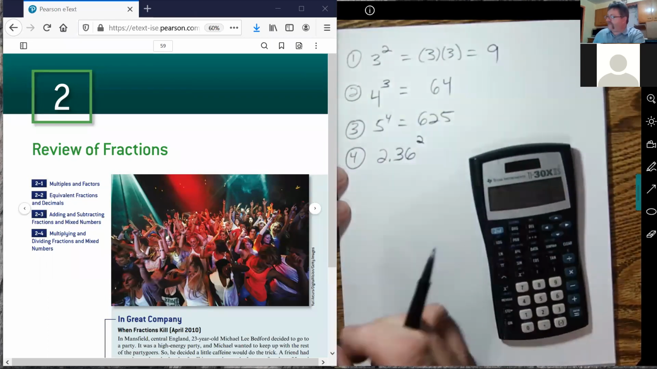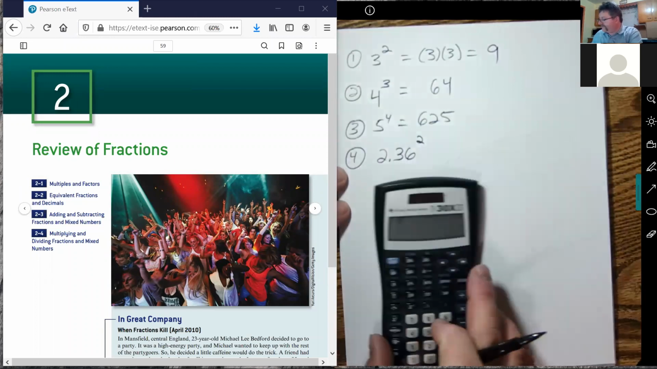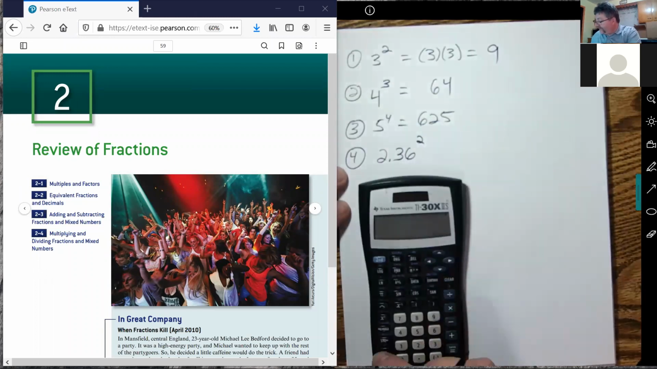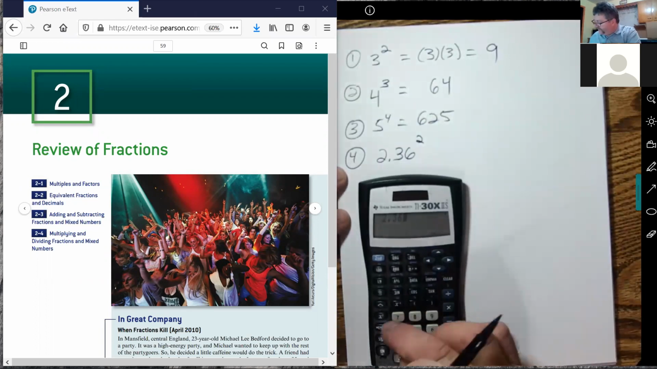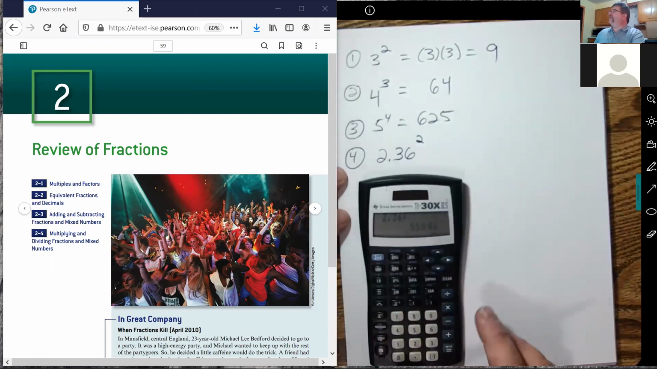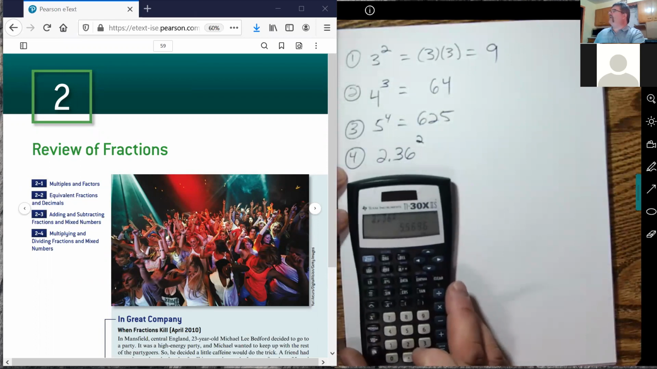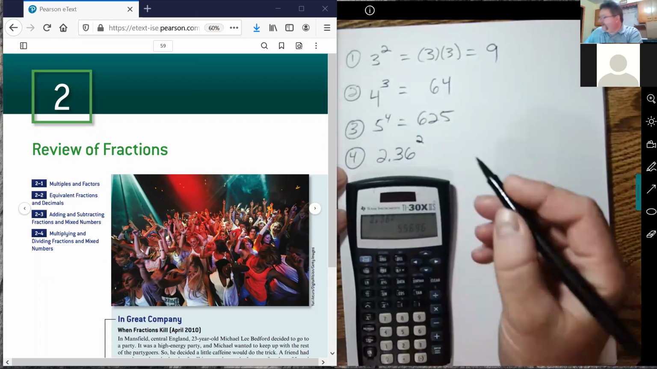And the process to figure this one out maybe is a little harder, because it would be 2.36 times 2.36, and that's not very fun to figure out. Not that we can't, but if we square it in the old calculator here, we're going to get 5.5696.